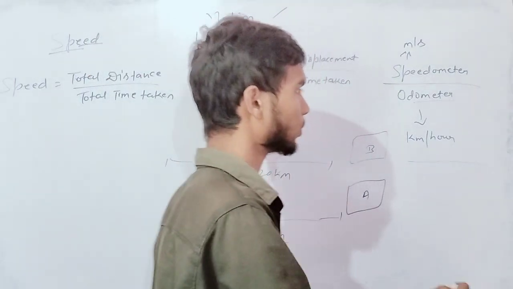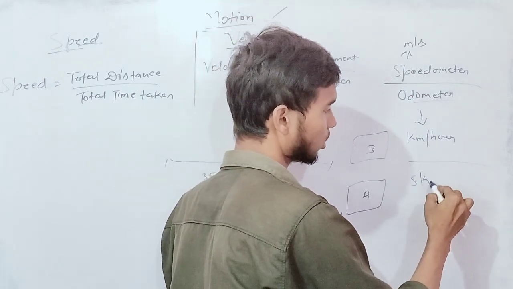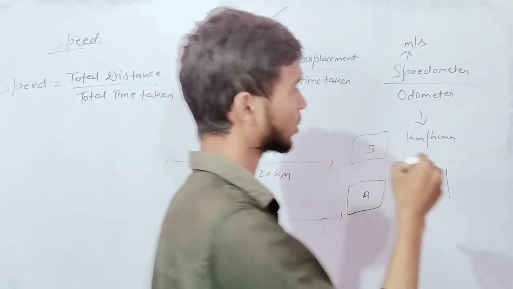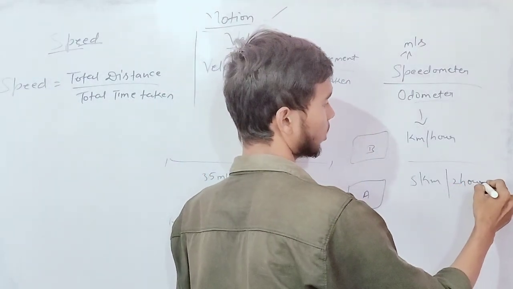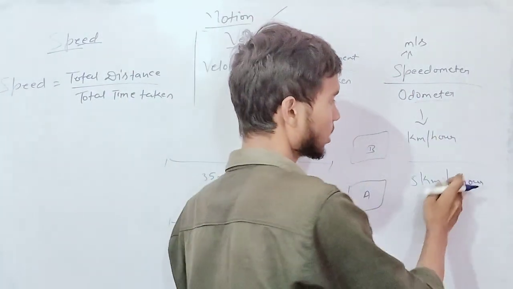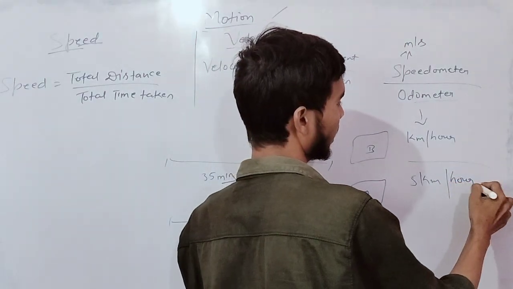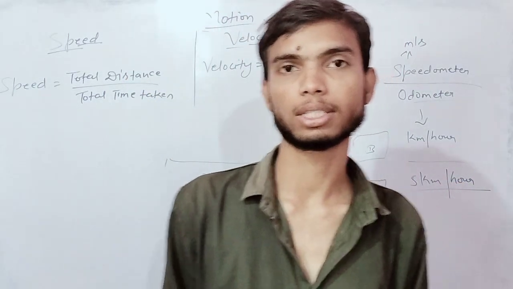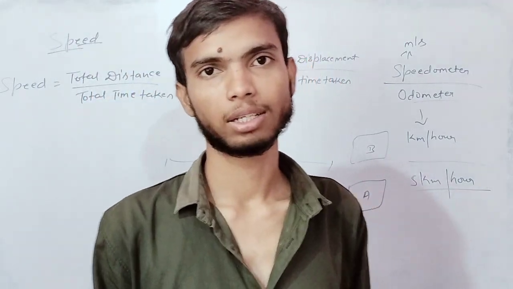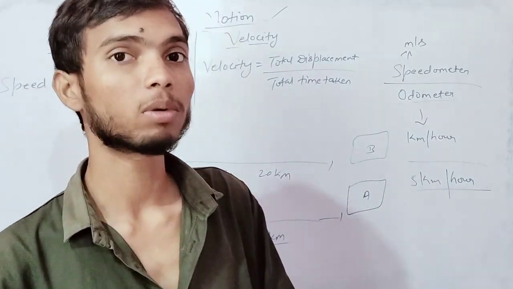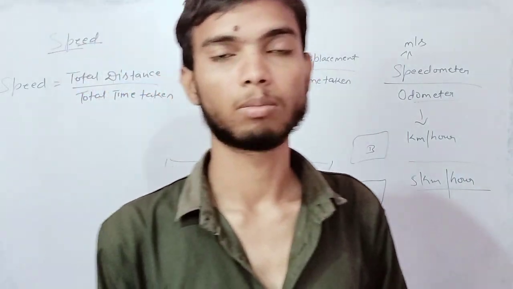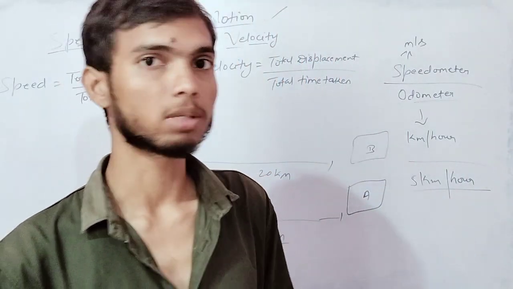The odometer is telling you that you covered 5 kilometers within 1 hour. You are covering 5 kilometer distance in 1 hour only. So you covered 5 kilometers, but it is telling you your vehicle is moving with this much speed.